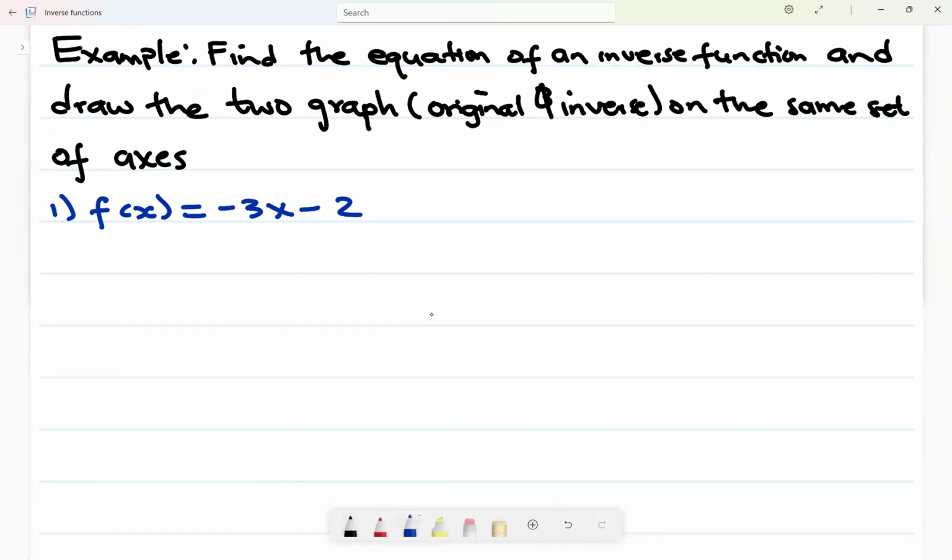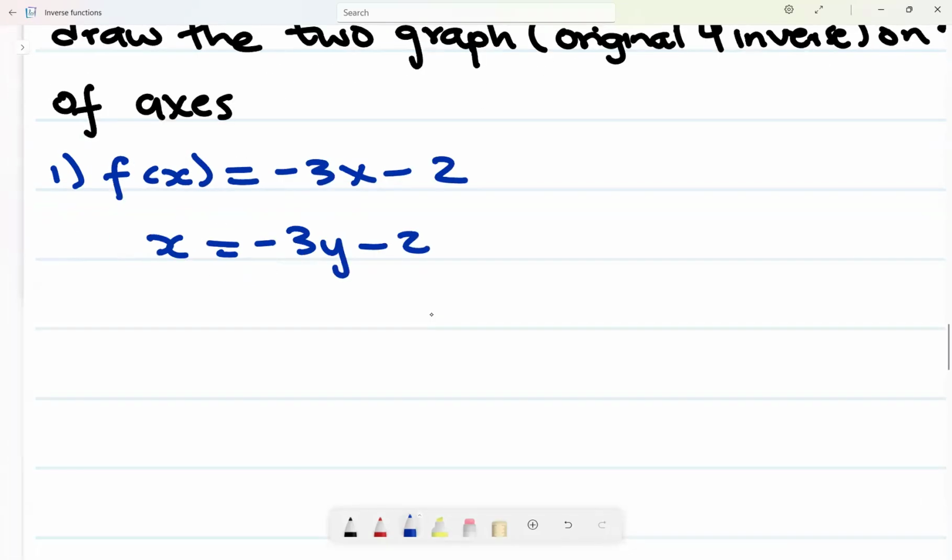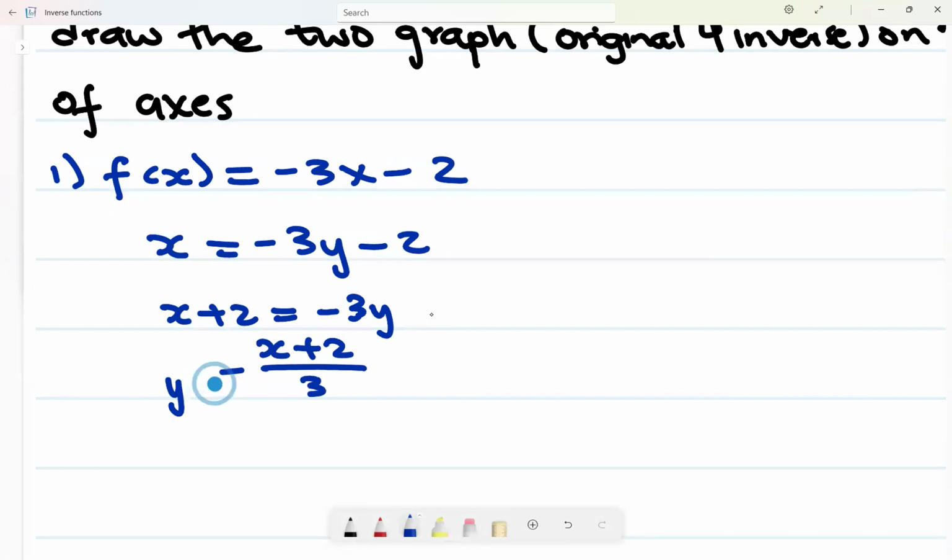So what do we do? We interchange x and y. We know this is x, so we know this is y, this is x. So we'll say x is equal to negative 3y minus 2. Remember, I'm trying to solve for y at the end of the day. Then I'll take this minus 2 to the other side so that it becomes x plus 2 equal to negative 3y. Then I'll divide by negative 3 on both sides. Therefore, I'll have y equal to x plus 2 divided by 3. But remember, it is negative like that, right?